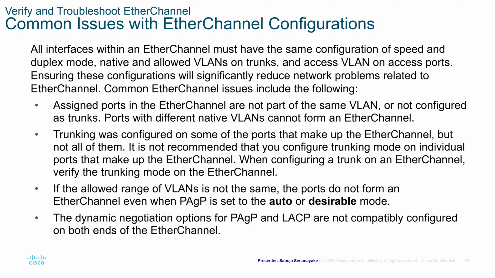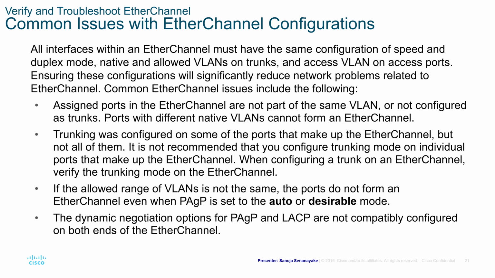So what are the common issues with EtherChannel configurations? All interfaces within an EtherChannel must have the same configuration of speed and duplex mode, native and allowed VLANs on trunks, and access VLAN on access ports. Remember, I have been repeating this on my previous slide over and over again. Everything has to be the same between your devices that are trying to establish these EtherChannels, otherwise they won't be working.